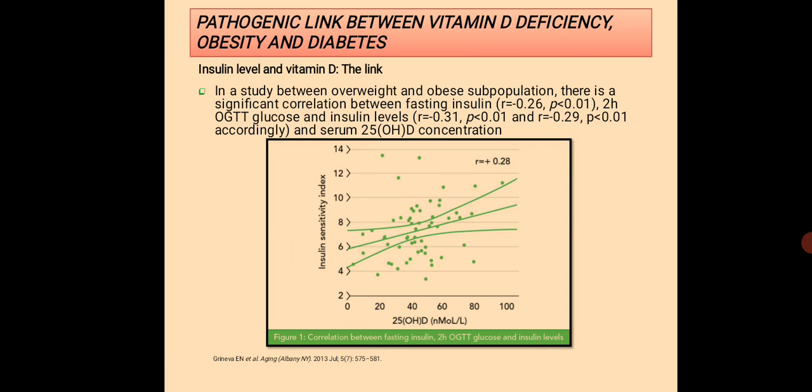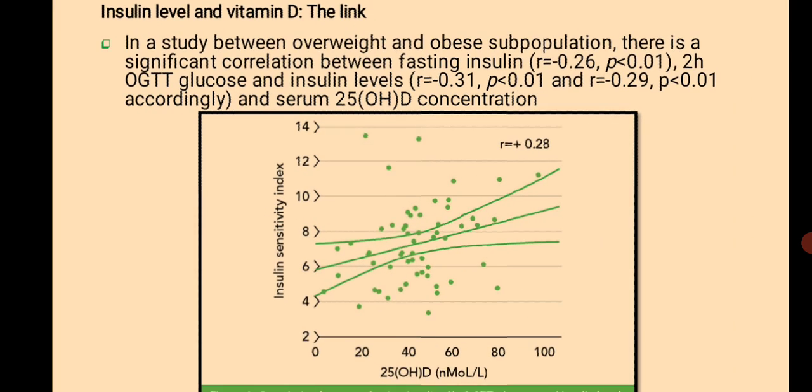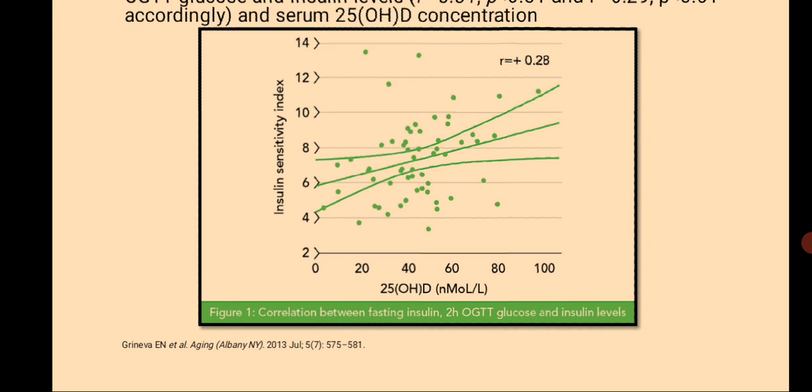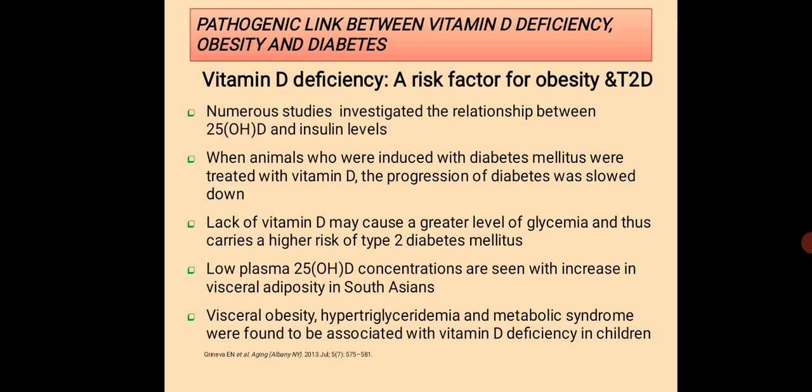So, the pathogenic link between vitamin D deficiency, obesity and diabetes, insulin level and vitamin D. The link is shown in this figure, in which the concentrations of fasting insulin, 2-hour OGTT (oral glucose tolerance test), and insulin levels are shown here. The study also linked vitamin D deficiency to obesity and diabetes. Vitamin D deficiency is a risk factor for obesity and type 2 diabetes.